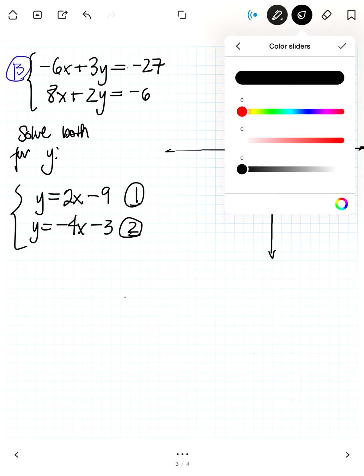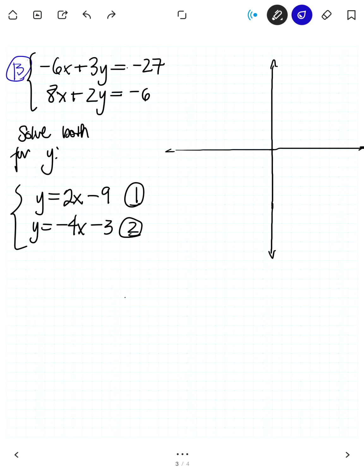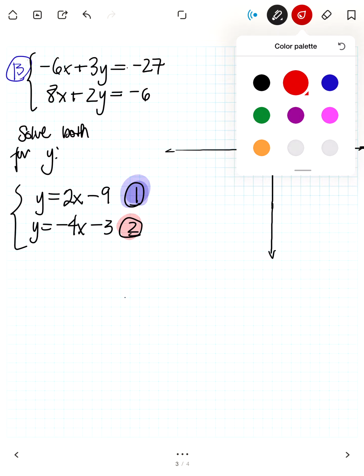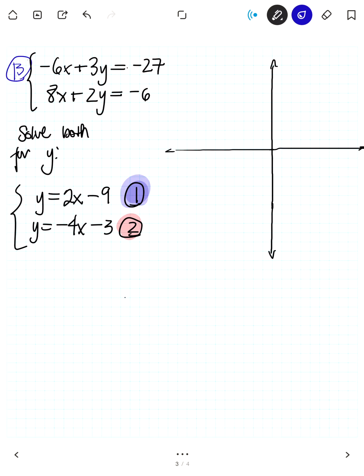Remember that the best thing to do is to fill the whole grid because you don't know where the solution is going to be. Since you guys will be doing stuff on Hawks, it's not as big a deal, but let's practice doing it by hand. Okay, so the first one has a slope of positive 2 with a y-intercept of 0, negative 9.